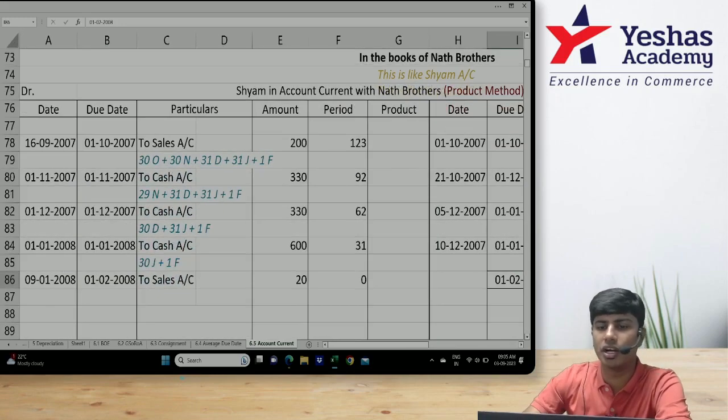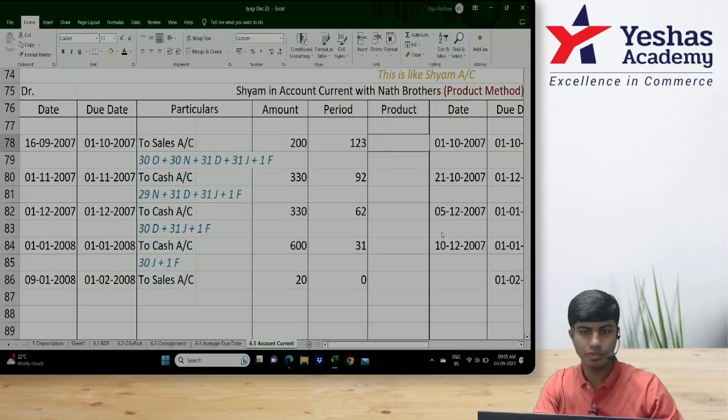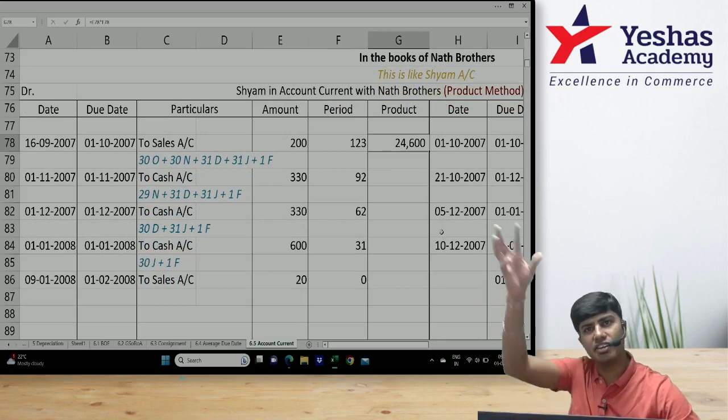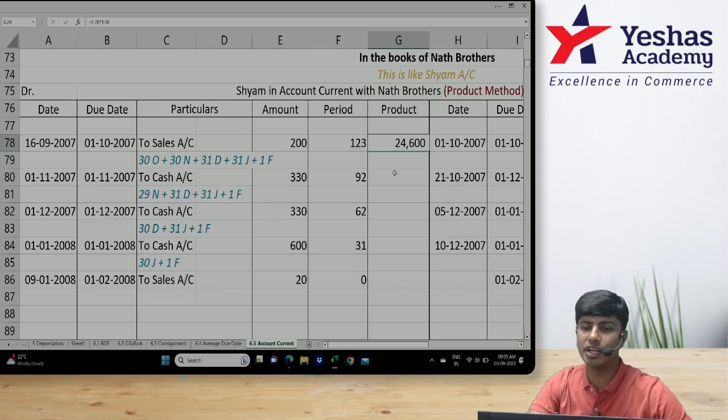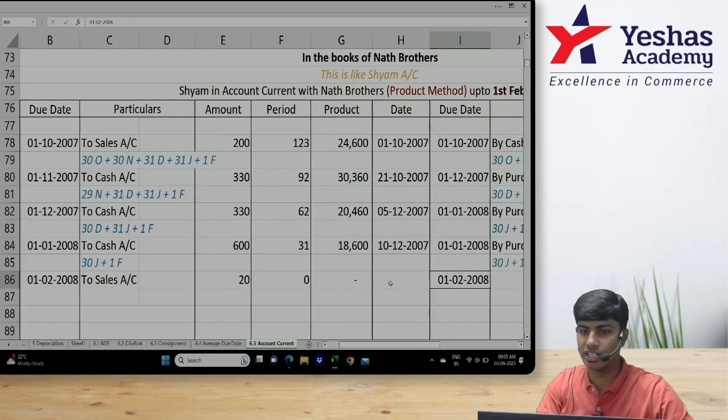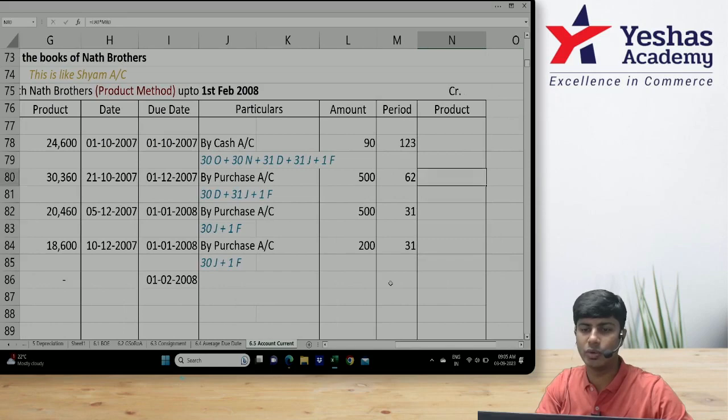Find the product for me. 200 into 123. 24,600. Hey, that ledger, I put the same thing as was there in the previous problem. I'm just teaching you the product method now. 330 into 92. 330 into 62. 600 into 31. 20 into 0. Okay, all the transaction products are over. Here, 90 into 123. 500 into 62. 500 into 31. 200 into 31.